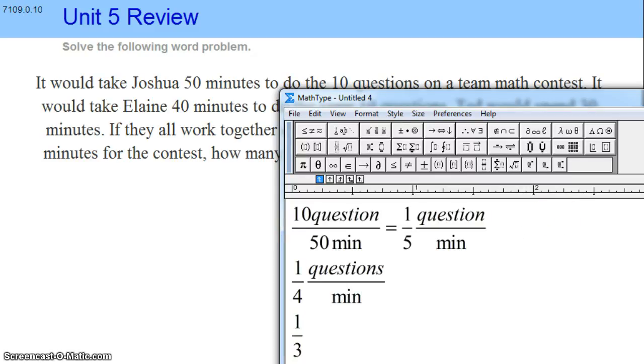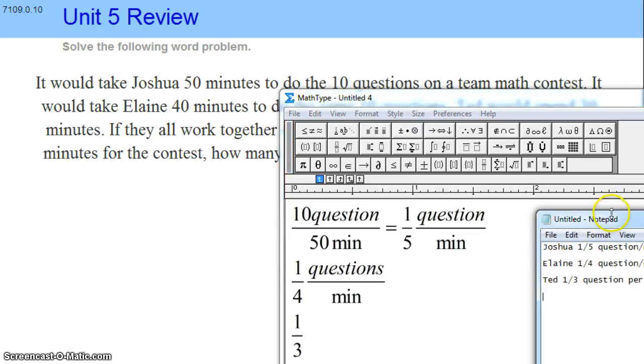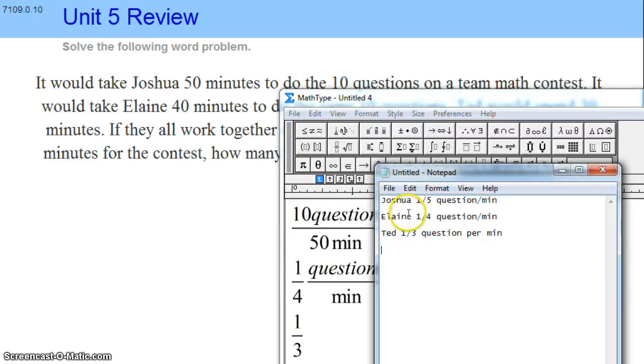And so I'm going to write that down on my notepad. Joshua can do 1/5 of a question in a minute. Elaine can do 1/4 of a question in a minute, and Ted can do 1/3 of a question in a minute. Okay, so we can actually add these together now because we can make a common denominator and add them together, right?